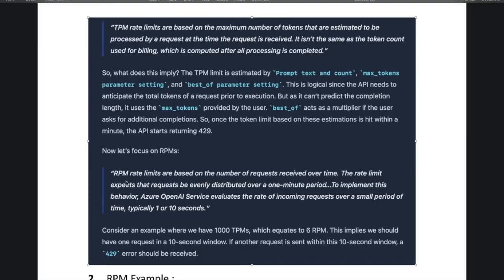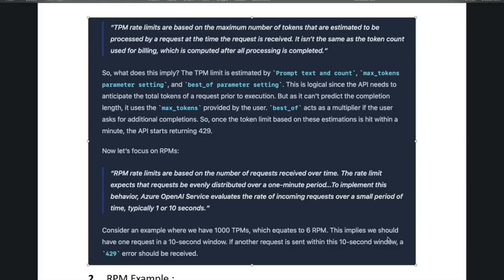All right, so now let's see what RPM is. RPM rate limits are based on the number of requests received over time. The rate limit expects that requests be evenly distributed over a 1 minute period. To implement this behavior, Azure OpenAI service evaluates the rate of incoming requests over a small period of time, typically 1 or 10 seconds. So consider an example where we have 1000 TPM, which equates to 6 RPM, right? Because there are 60 seconds in a minute, right?